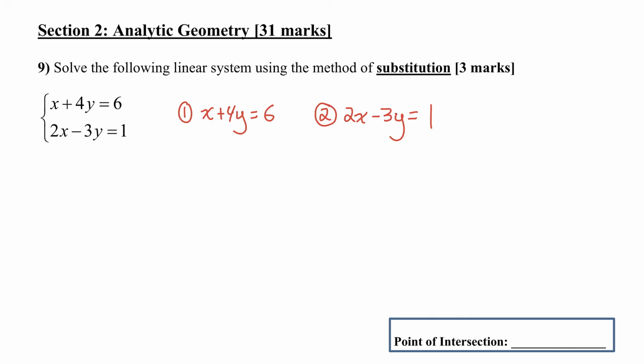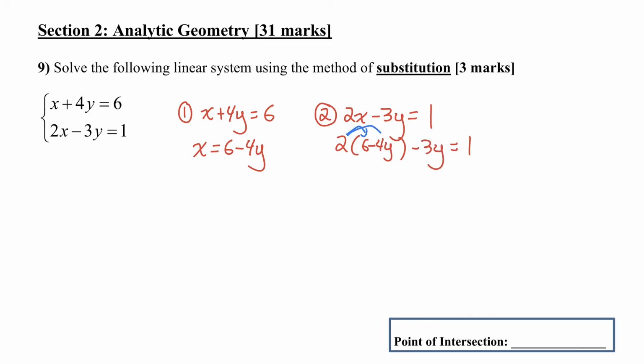If there's a variable that has a coefficient of 1, like that x, that's going to be the easiest one to isolate. And I'll isolate it by subtracting that 4y to the other side of the equation. So I'll have x equals 6 minus 4y. Since equation 1 tells us x is equal to 6 minus 4y, we can substitute that in for the x into the other equation, and then solve for what value of y allows their x's to be equal. So when I do that substitution, I'll replace the x with 6 minus 4y. And now I can solve for y.